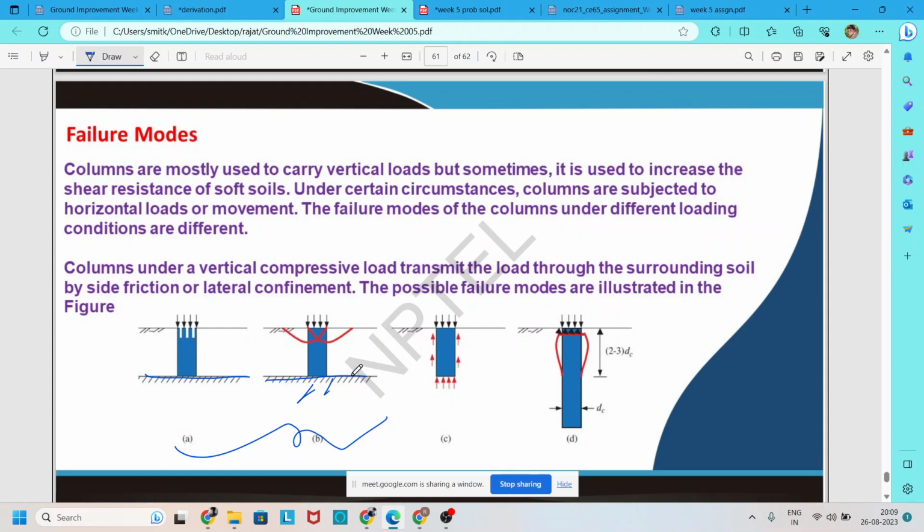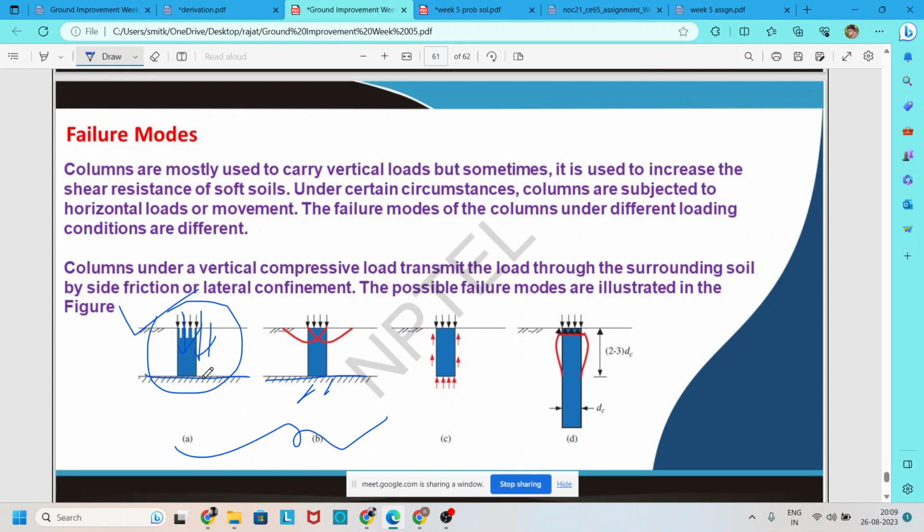The first failure happens by crushing of the aggregate. If the composite material is very weak, the column is suddenly crushed after applying the load. The load is not transferred to the ground, because the material is crushed, there is no transfer, and the ground subsides.